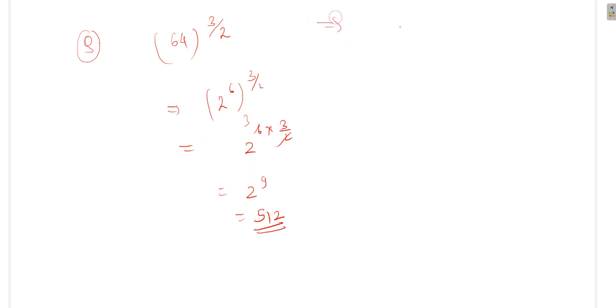Or you could have also done the same question in this format. You could have said 64 is nothing but 8 square, whole power 3 by 2. So 2 and 2 get cancelled as it is in multiplication, giving 8 cube. So 8 power 3 is 8 into 8 into 8, so it is 64 into 8, that equals 512. This is another approach to solve the problem, but it is always recommended to take the factors in the form of prime factors, because prime factors are the ones that cannot be further simplified. That will help you.